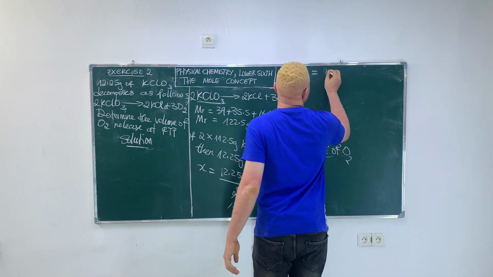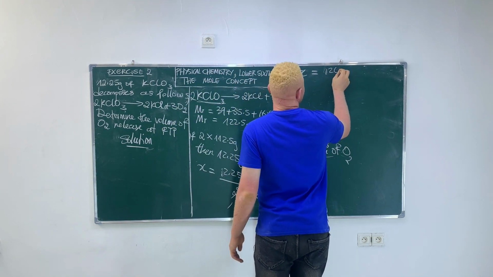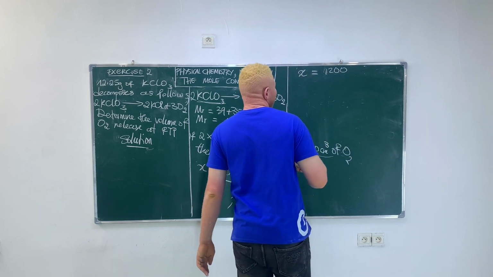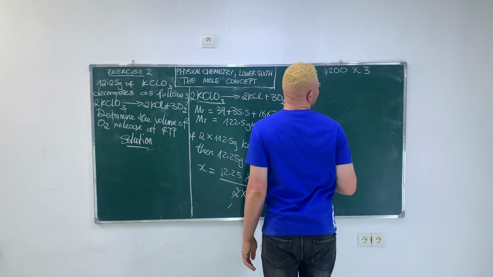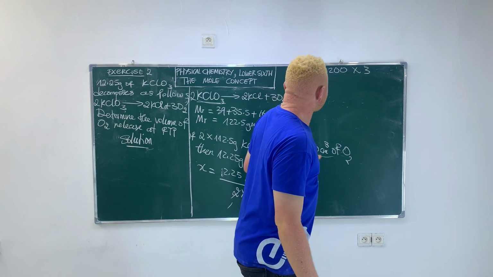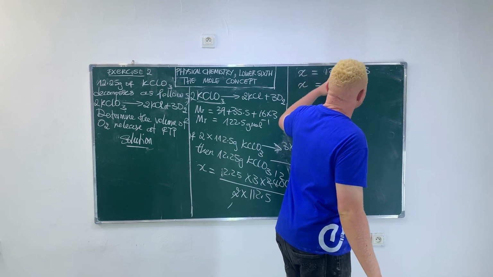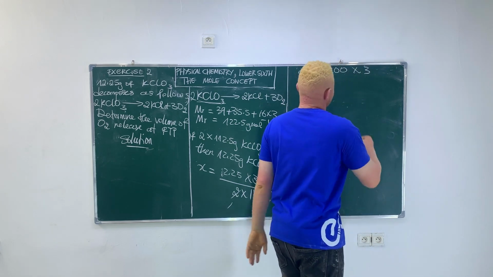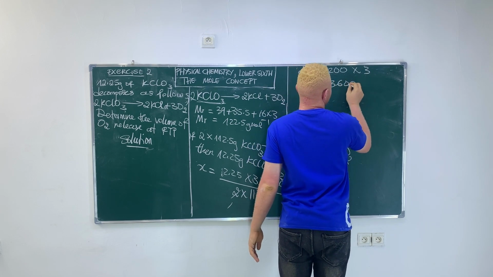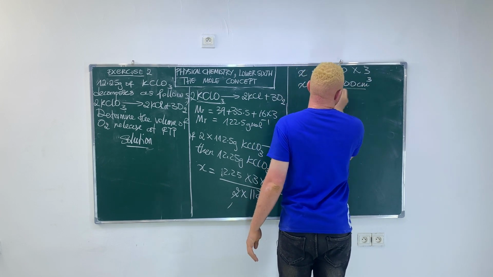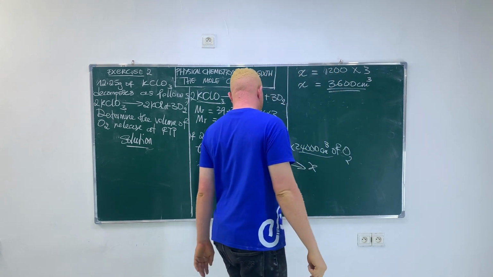So X is 1,200 times 3. X equals 3 times 2, 6. That's the value of X.